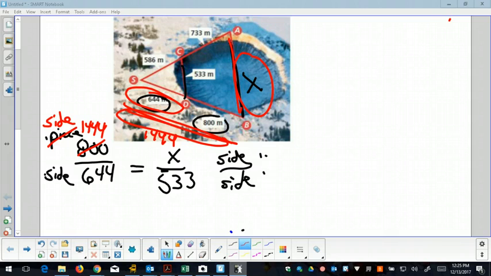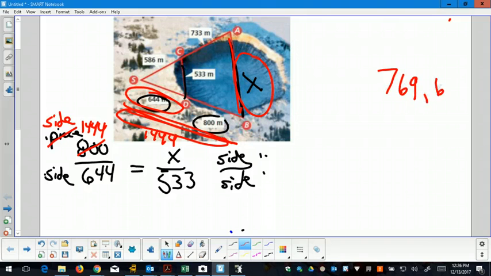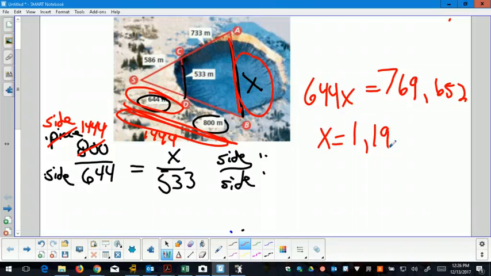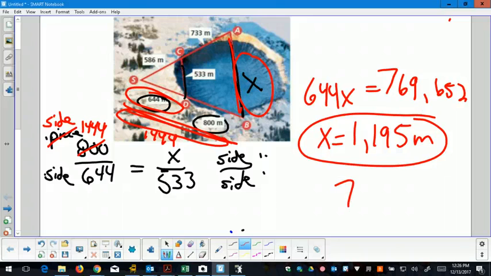We have the 533 times 1444, working out to 769,652. And that is equal to 644x. When we do those cross products, divided by 644, we get x to actually be 1,195 and 1/10, but they didn't say the nearest tenth, they said the nearest whole number. So 1,195 meters is the correct answer for 7.3 practice problem number 3.